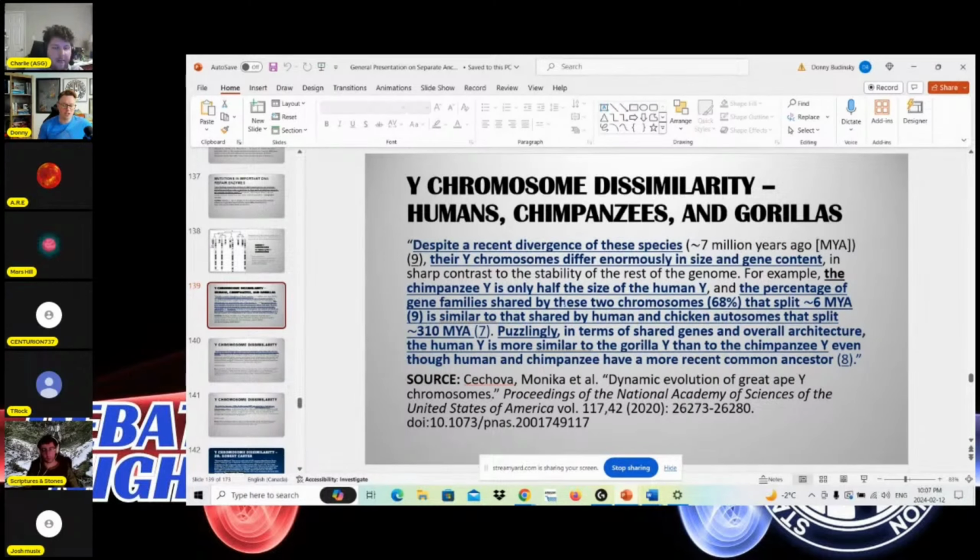The percentage of gene families shared by these chromosomes that split about 6 million years ago is similar to that shared by what? Human and what, Charlie? Human and chicken. Chicken. That split 310 million years ago. And then they point out, puzzlingly, in terms of shared genes and overall architecture, the human Y is more similar to the what? To the gorilla than to the chimpanzee Y, even though humans and chimpanzees share a more recent common ancestor. So that's a break in the nested hierarchy. And I would argue this is a very powerful point. This is very strong testimony to the separate ancestry model.